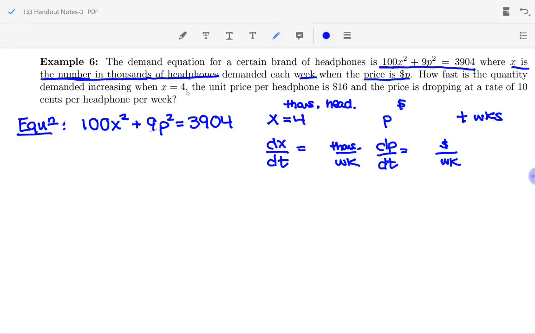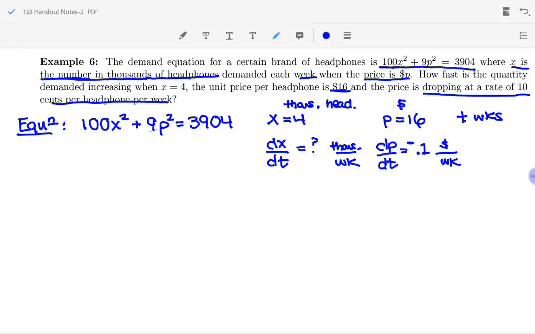So x is 4. The unit price per headphone is $16 right now. But we're going to do something to it. We're going to drop the price at a rate of 10 cents per headphone per week. So we're going to drop the price. That's our dp dt. We're changing it by 10 cents per week. So we're going to put a negative, because we're lowering our price, and 10 cents. I'm going to write that in dollars. So I'm not going to write just 10. It's going to be 0.1, or 0.10 would be 10 cents per week. So negative 0.1 stands for that dropping of 10 cents per week.